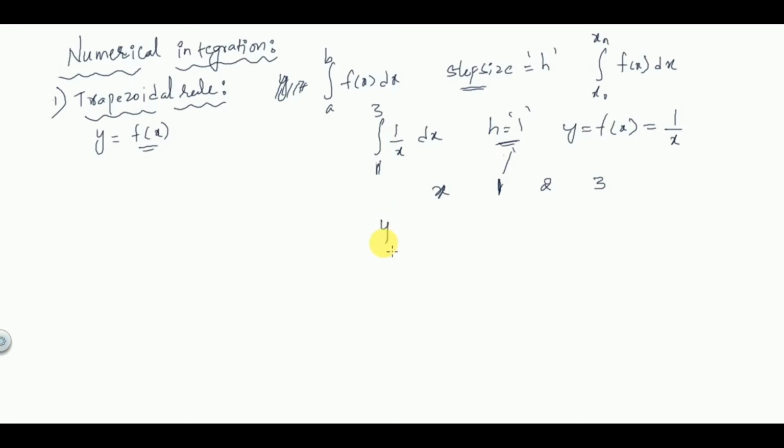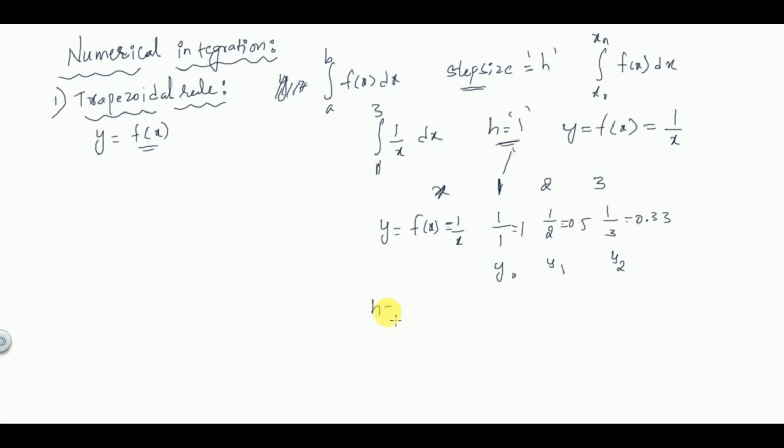Now for these values you have to find y is equal to f of x, which is 1 by x. So for x equal to 1, it is 1 by 1, which is 1. For 2, it is 1 by 2, which is 0.5, and for 3 it is 1 by 3, which is 0.33. This becomes y0, this becomes y1, and this becomes y2, and so on. This is valid for step size 1.